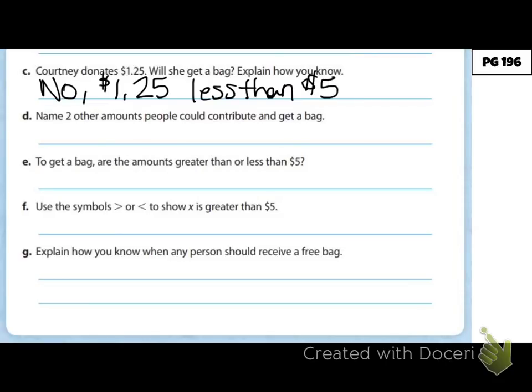So D, name two other amounts people could contribute and get a bag. So we need to put anything that's above $5. So we could put $6, we could put $10, you could put $5.01, because all of those are above $5. They are all greater than 5. So E says to get a bag, are the amounts greater or less than $5? Well, obviously we've been talking about that. It would be greater than.